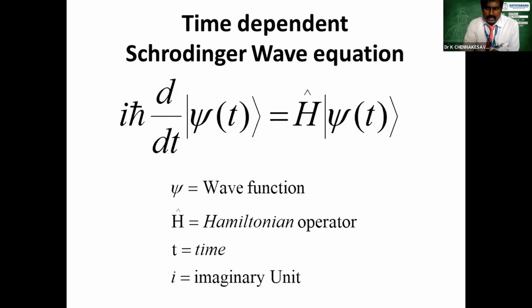The terms we are using in this equation: psi is a wave function, H is a Hamiltonian operator, t is time, i is an imaginary unit, h is Planck's constant. And one more thing, this is a cap and it indicates an operator. This d by dt tells us it is a definite differentiation.